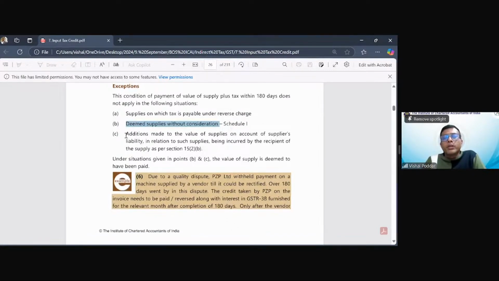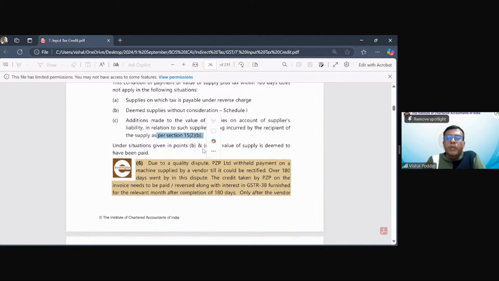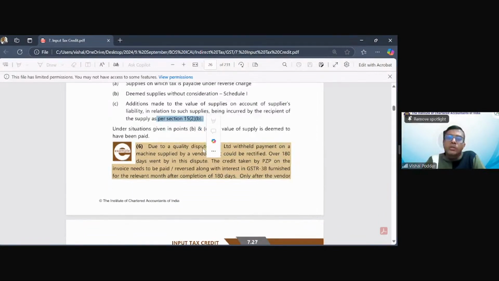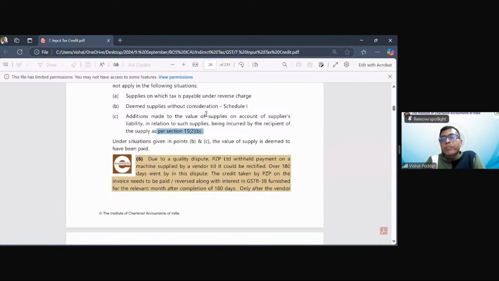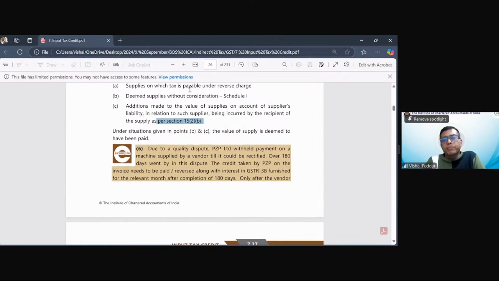And third is where we made an adjustment in valuation under section 15(2)(b), where the supplier's expenses have already been borne by the recipient. Now, if the supplier's expenses have already been borne by the recipient, there is no question of recovering that amount from the recipient, because the recipient has already incurred that much expense. So obviously the recipient will not pay me that amount. So in these three cases, payment is not required. In other words, 180 days will not affect me, and in these three cases I will not have to reverse the credit even after 180 days without payment.